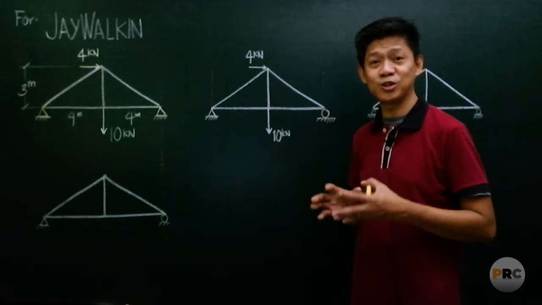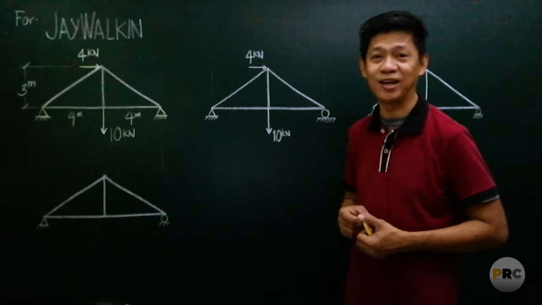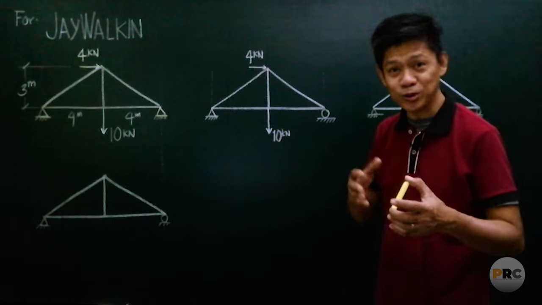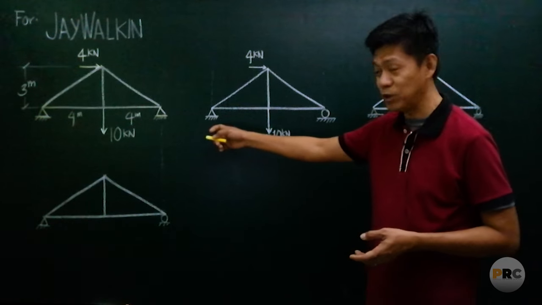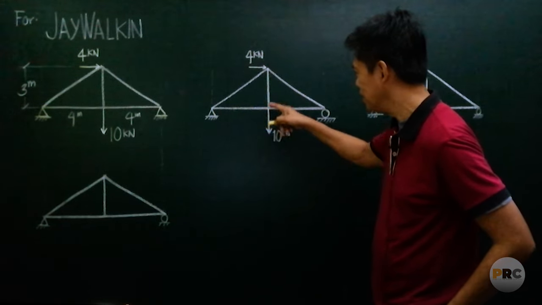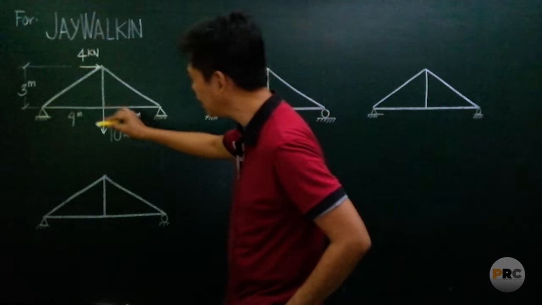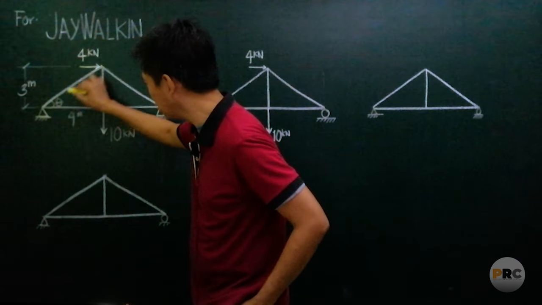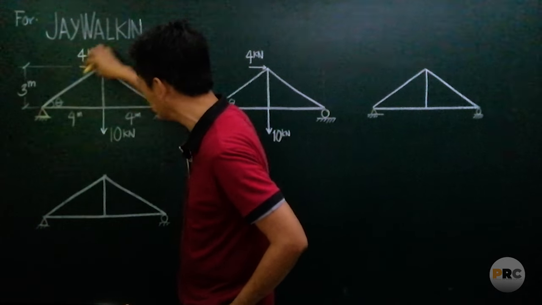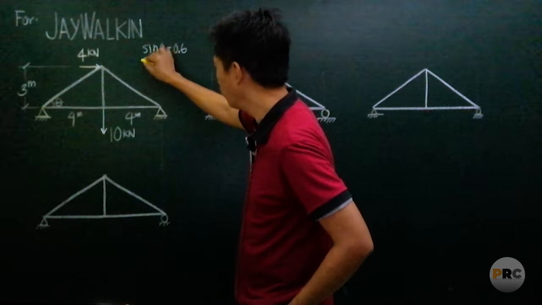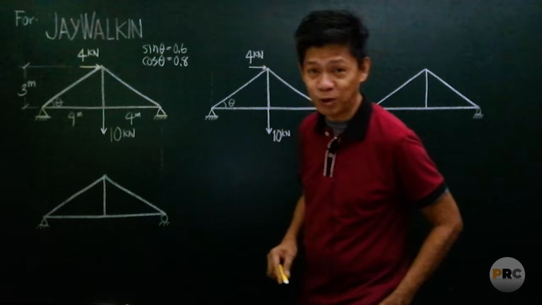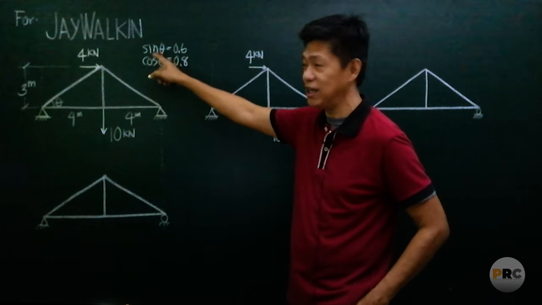Now, the third question that he raised is which is the best way or the correct way to analyze and design a truss. Now, if this is our truss, most of the trusses that we encountered in school are supported with a hinge and roller here. Let me analyze this. With these loadings, for simplicity, this is 4 meters, this is 3 meters, this is theta. For the sake of simplicity and fast computation, take note that this is a 3, 4, 5 triangle. So the sine of theta is equal to opposite over hypotenuse, 3 over 5, that is 0.6, while the cosine of theta is 4 over 5, which is 0.8.